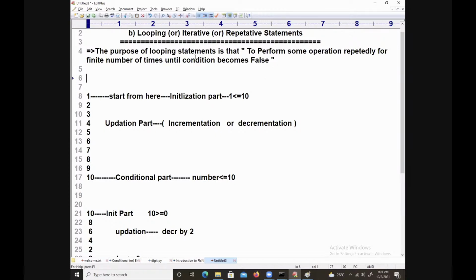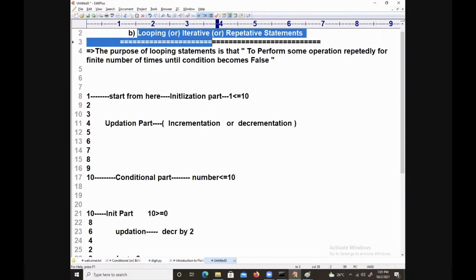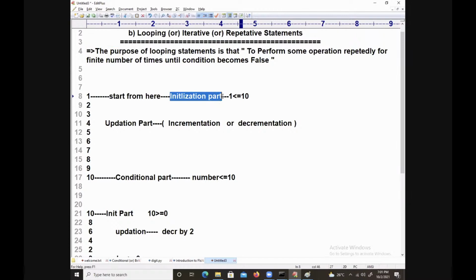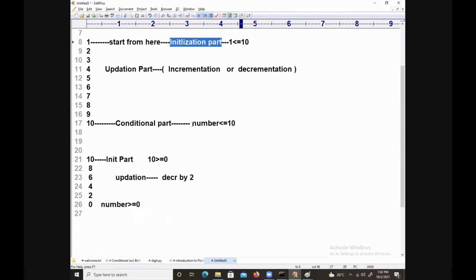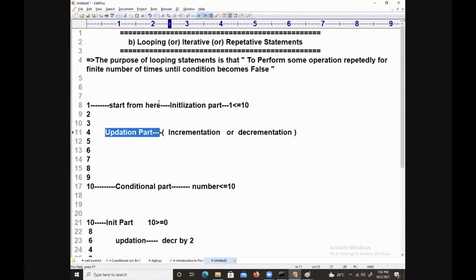Sir, what must we keep in mind when dealing with the looping statement? Compulsorily, you must know three parts. Number one is the initialization part. Number two, the conditional part. Number three is the updation part. At the time of dealing with loops, we must ensure these 3 points take place. Otherwise, it will become uncontrolled.